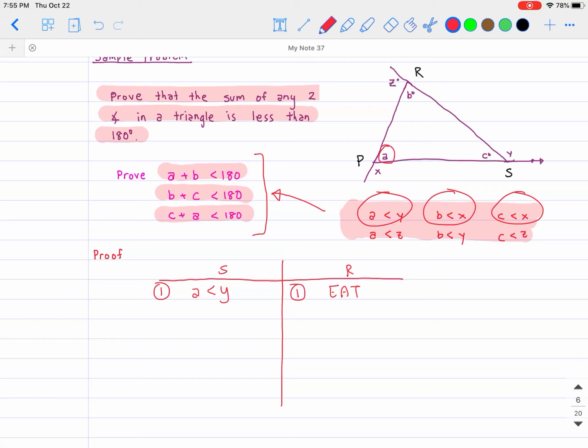So let's just say that angle A has to be less than Y because of the exterior angle theorem, because you can see how A is the remote interior angle, and then Y is the exterior angle that's over there.